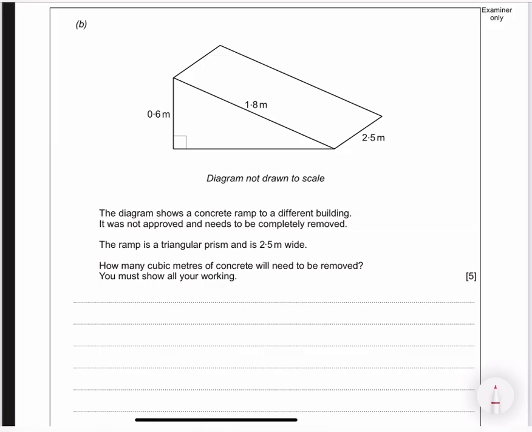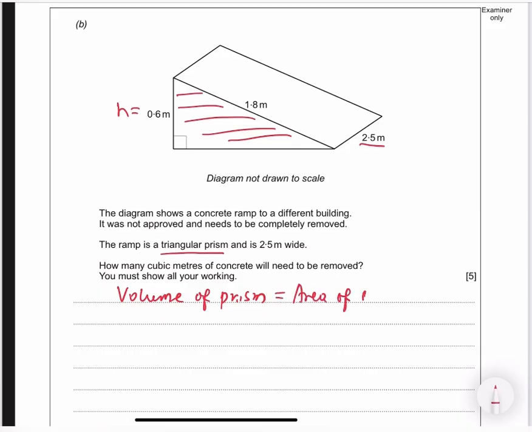Okay, so here we have a triangular prism. This is a ramp in the shape of a triangular prism, and we need to find how many cubic meters of concrete will need to be removed. This ramp was not approved, so we have to remove it. So we need to see what the volume of this prism is. This ramp needs to be removed.